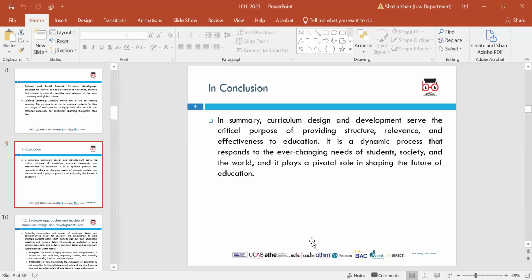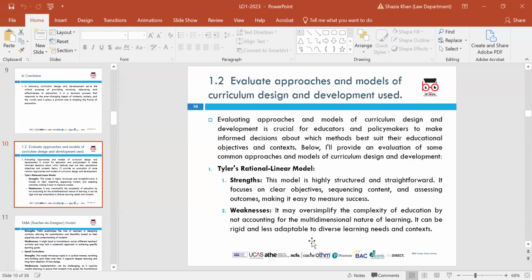evaluated. So now we're going to move on to 1.2, which is looking at evaluating approaches and models of curriculum design and development used. So what we said, curriculum design is really important in identifying a plan for education professionals to use in class. Like we mentioned, there are different types of curriculum design, which we mentioned earlier in the indicative content. We've got student-centered, learner-centered, and problem-centered.